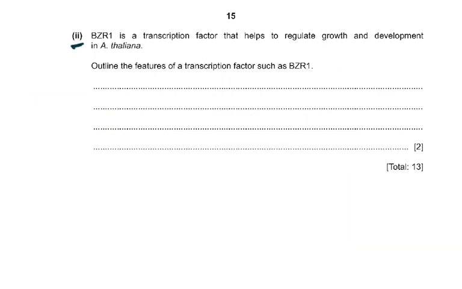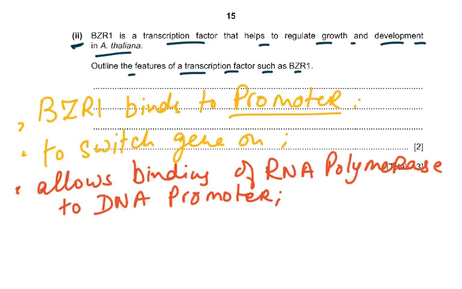Part 2, BZR1 is a transcription factor that helps to regulate growth and development in A. thaliana. Outline the features of a transcription factor, 2 marks. Now, what are transcription factors? They bind to the promoter, switch the gene on, and allow the binding of RNA polymerase to the DNA promoter. So BZR1 binds to the promoter to switch the gene on and allows the binding of RNA polymerase to the DNA promoter. So basically you only have to give me 2 points, and this completes this question.